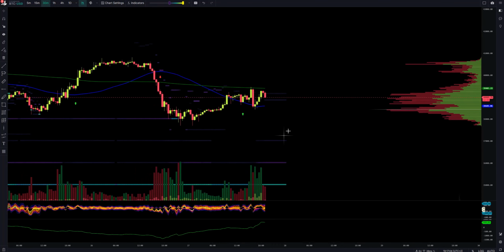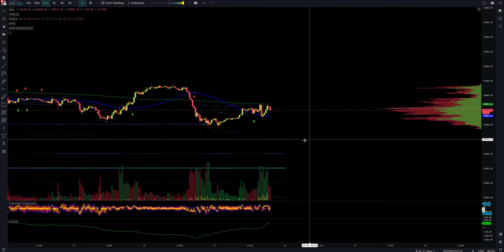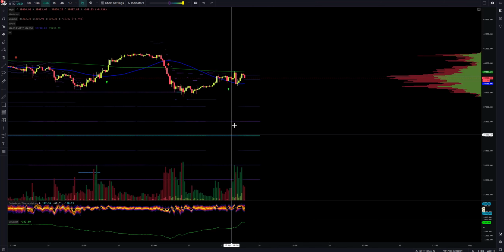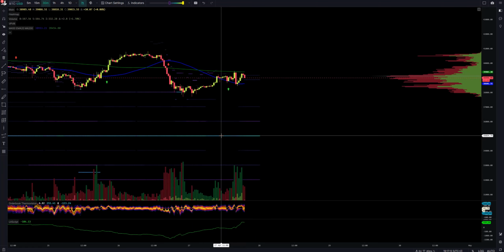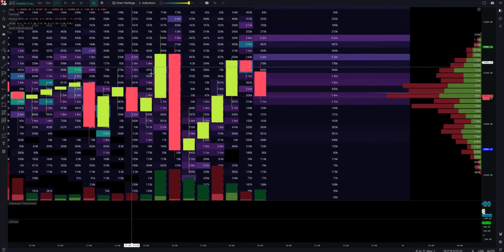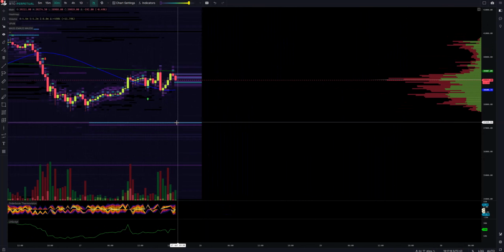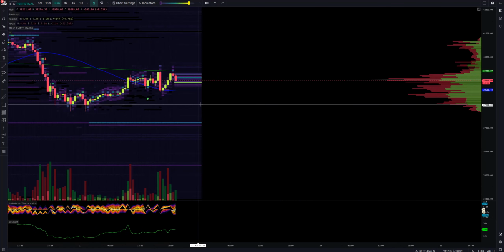So exchange walls, what's happening here? Well, Coinbase, nothing up. And some layers here indicating some walls. We have the biggest one at 35k. Deribit, 37k.